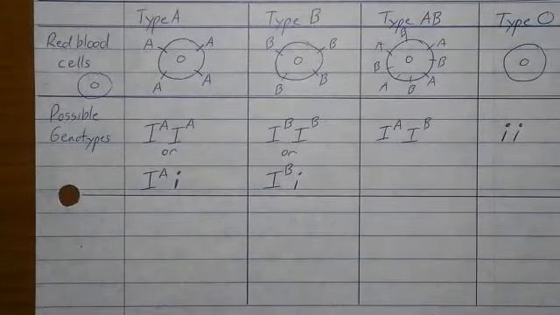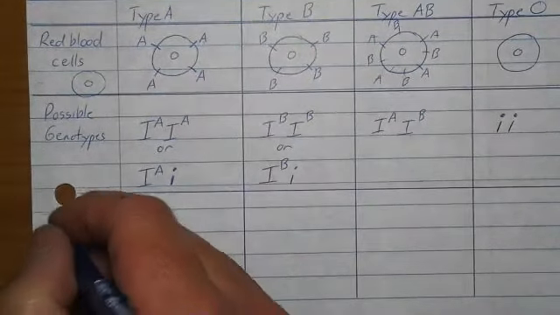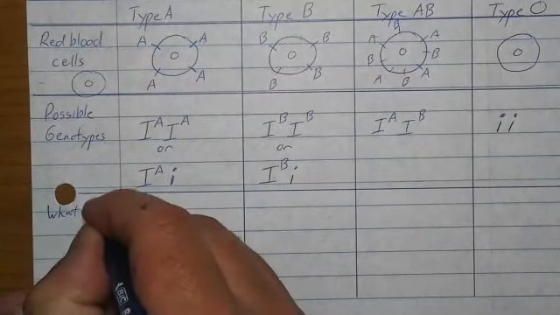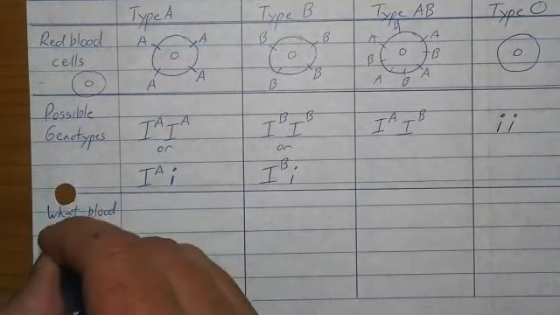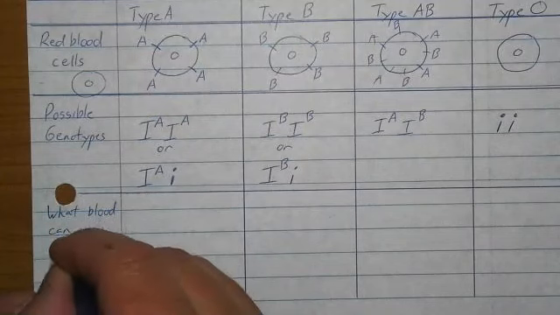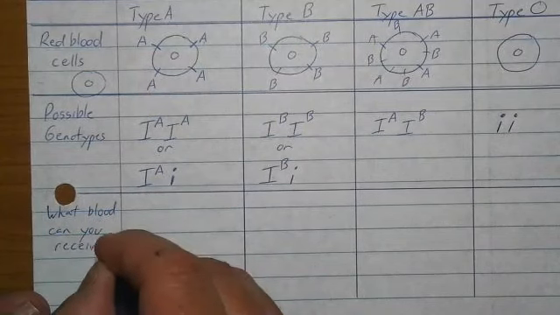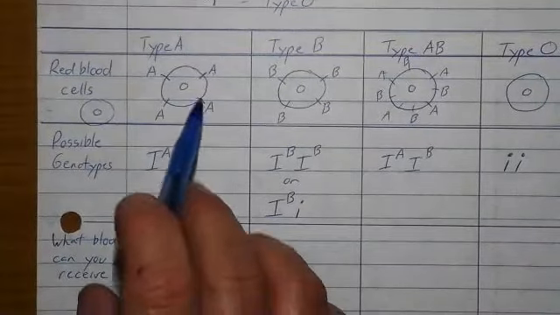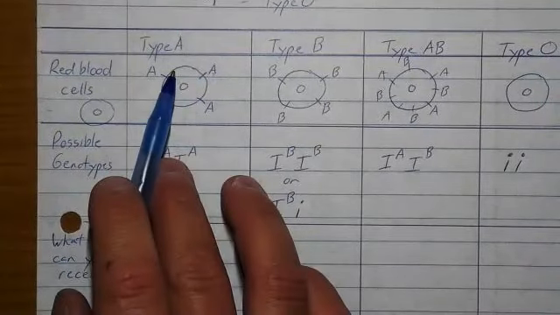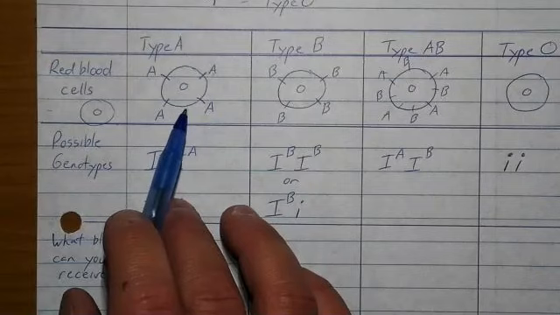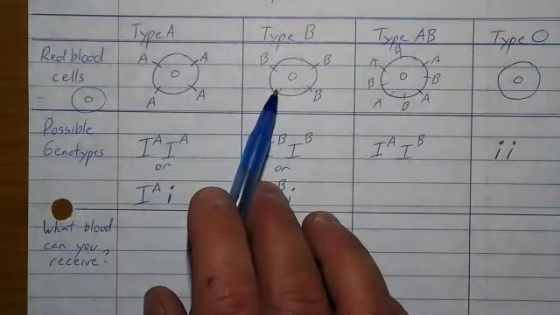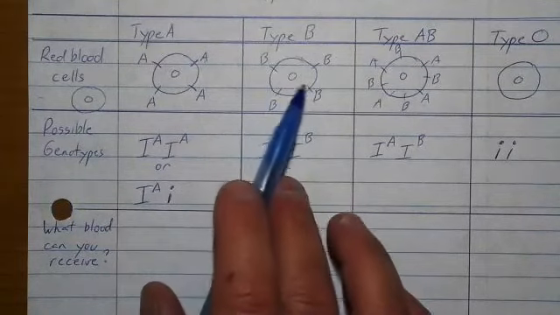So let's say something happens and you get hurt and you're losing blood quick. What blood can you have put in your body? What blood can you receive? Okay. So if I'm type A blood, my red blood cells have little A's on the outside. So as long as you have an A, you're cool. So can I put type B blood in? No, because there's no A's on the outside of type B blood.